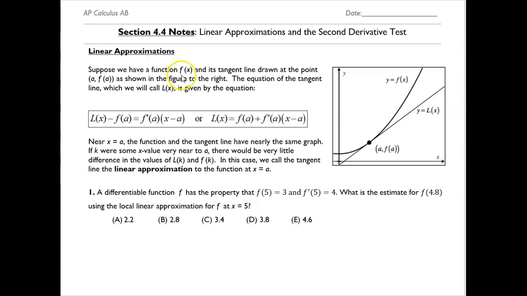In section 4.4, we'll be discussing linear approximations and the second derivative test. So when you see the word linear, you should automatically think about lines, and so we're approximating graphs with lines. Specifically, we're talking about tangent lines.